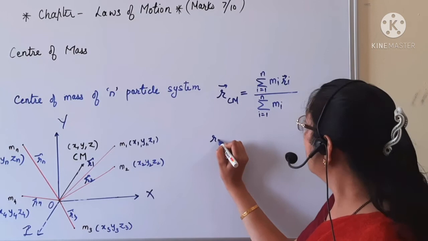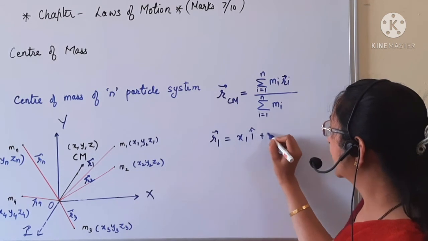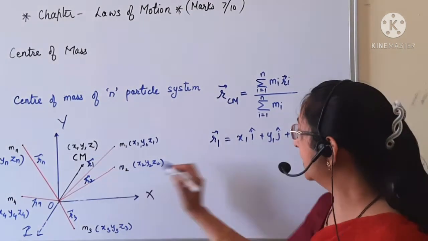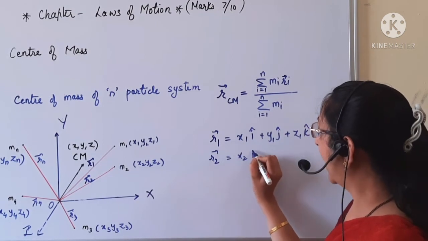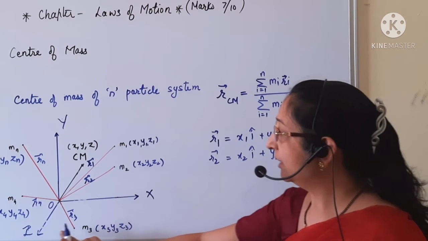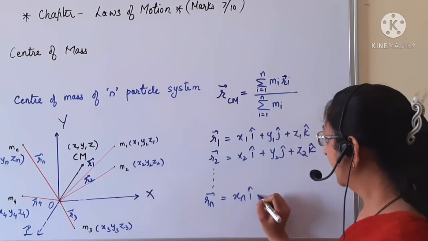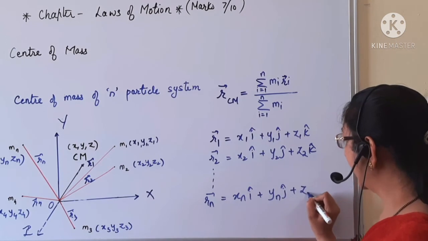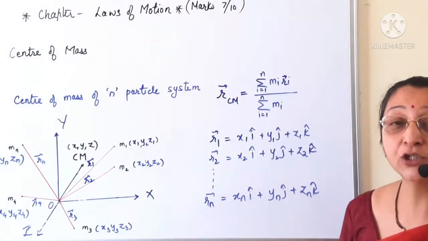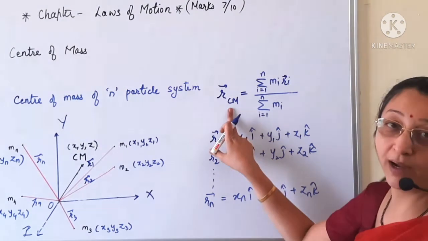Now what is this r1? r1 is x1 i plus y1 j plus z1 k. What is this r2? r2 is x2 i plus y2 j plus z2 k. Similarly, for all up to rn, we can write xn i plus yn j plus zn k. So each position vector of each particle, we are writing in terms of its x, y and z coordinates. So this is the position vector of the center of mass.